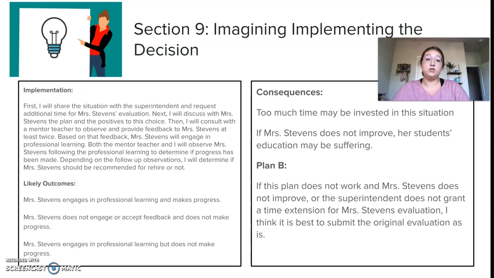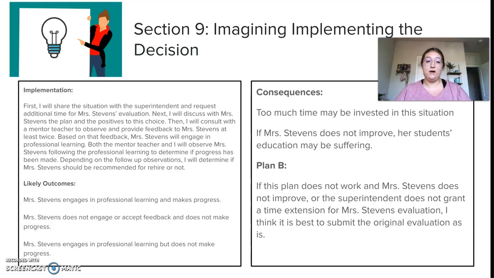Implementation. First, I will share the situation with the superintendent, request additional time for Mrs. Stevens' evaluation. Next, I will discuss with Mrs. Stevens the plan and positives to this choice. Then I will consult a mentor teacher to observe and provide feedback to Mrs. Stevens at least twice. Based on that feedback, Mrs. Stevens will engage in professional learning. Both the mentor teacher and I will observe Mrs. Stevens following the professional learning to determine if progress has been made. Depending on the follow-up observations, I will determine if Mrs. Stevens should be recommended for rehire or not.